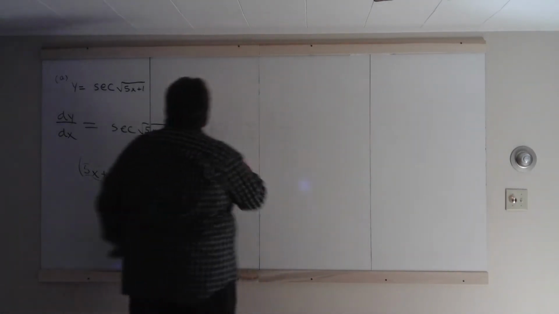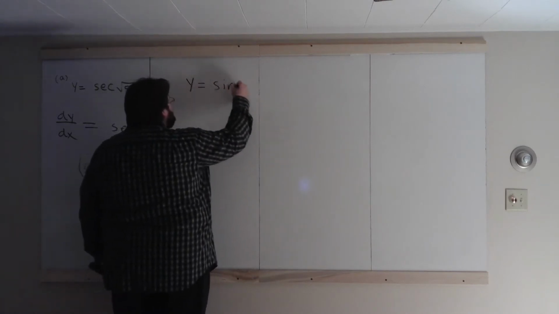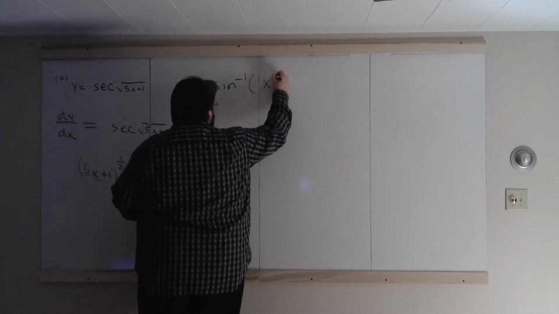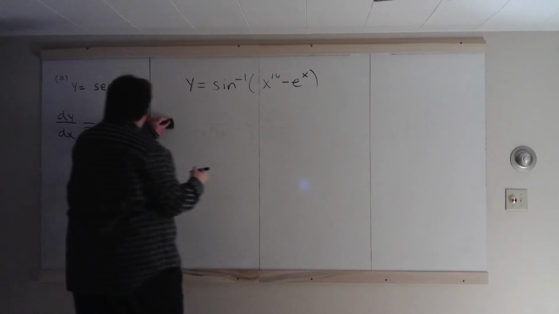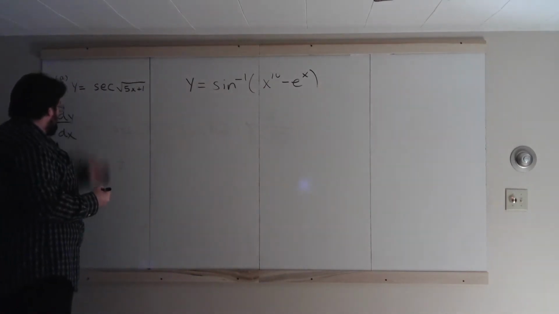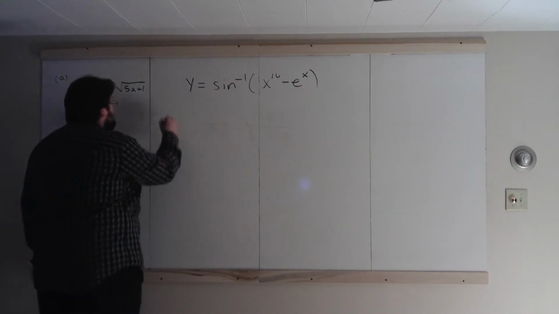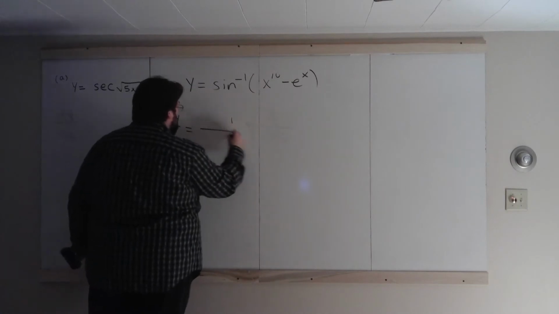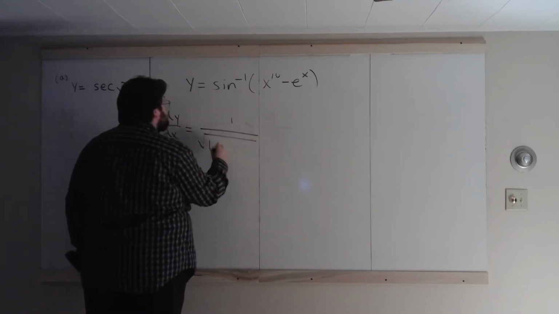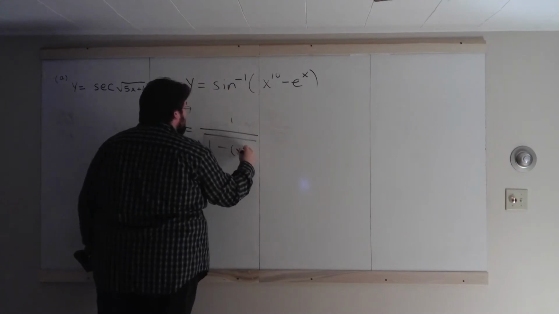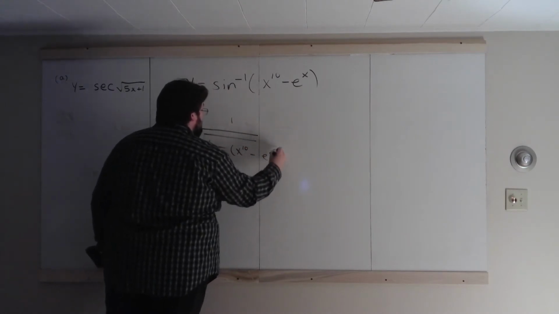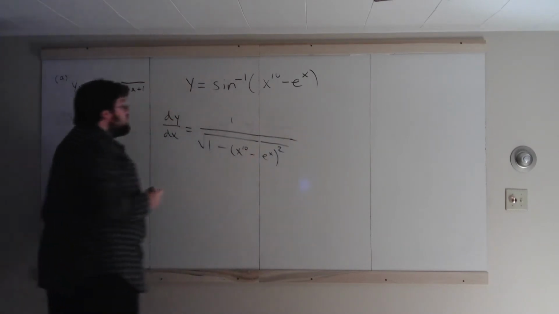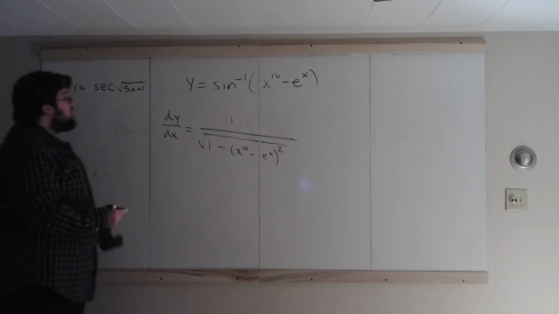The derivative of y equals the inverse sine of x to the 10th minus e to the x. Well, here we have an inverse sine function. The derivative of an inverse sine function is 1 over root 1 minus the inside squared. So let's extend that fraction bar a little more. So the derivative of inverse sine is 1 over root 1 minus the inside squared.